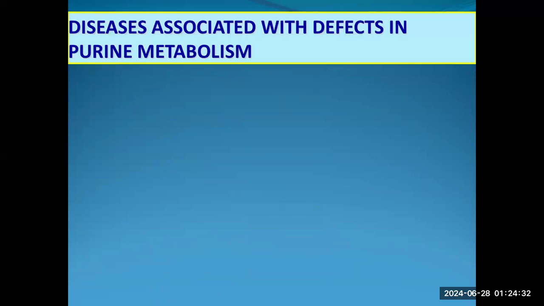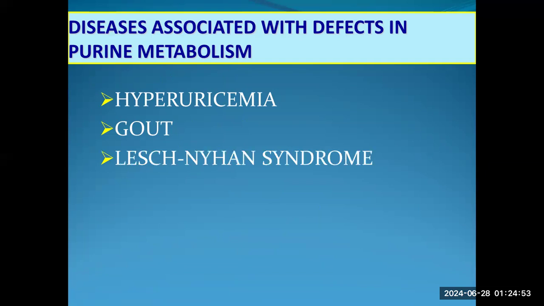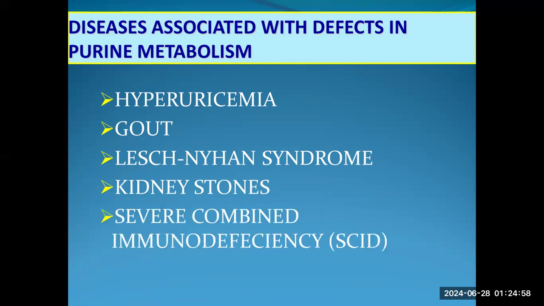Diseases associated with defects in purine metabolism. There are a number of diseases which are associated with defects in purine metabolism, like hyperuricemia, that is, excess amount of uric acid in the blood, gout, Lesch-Nyhan syndrome, kidney stones, and severe combined immune deficiency disease.